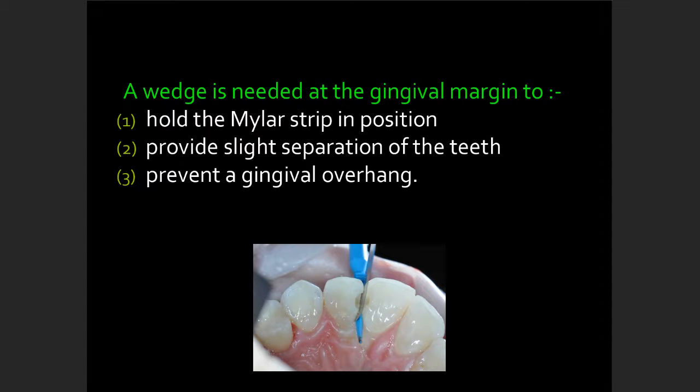So you should always try to stabilize the matrix band with the help of a wedge, as you were doing in amalgam cavities. The same we are doing in composite. It will stabilize the matrix band, give slight separation of the teeth, and also prevent the composite or any filling material from going into the gingival tissues. It avoids gingival overhang.